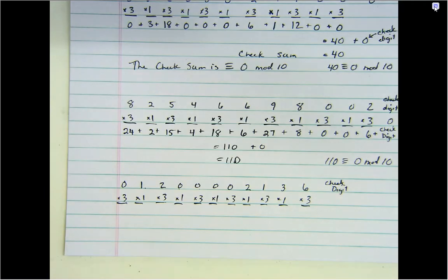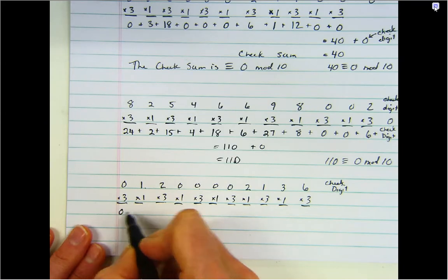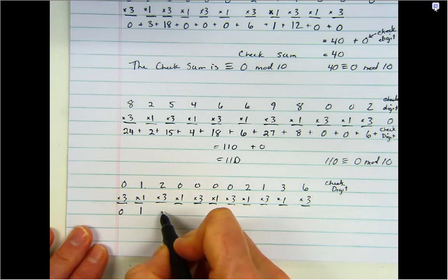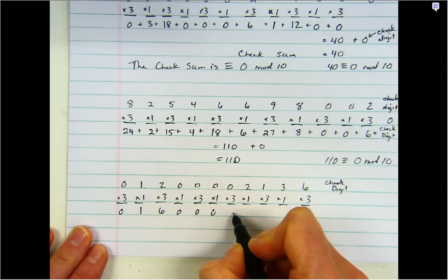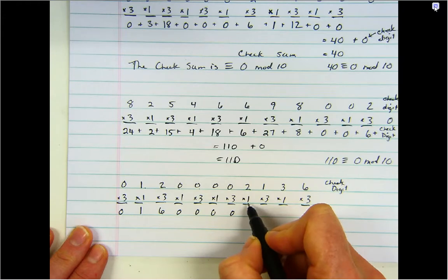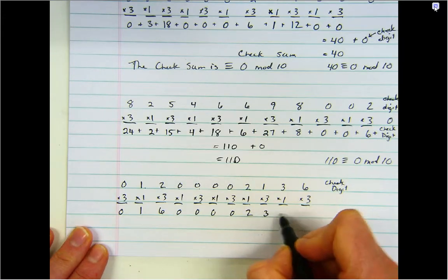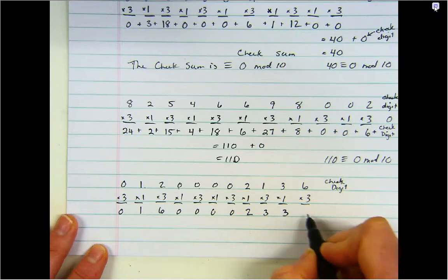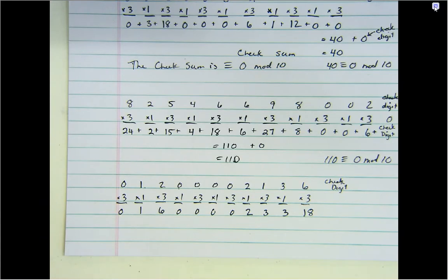Times 3, times 1, times 3, times 1, times 3, times 1, all the way to the end. So 3 times 0 is 0, 1 times 1 is 1, 3 times 2 is 6, 1 times 0 is 0. These are all a bunch of zeros, those are always nice. 2 times 1 is 2, 3 times 1 is 3, 1 times 3 is 3, 3 times 6 is 18. What does that add to?